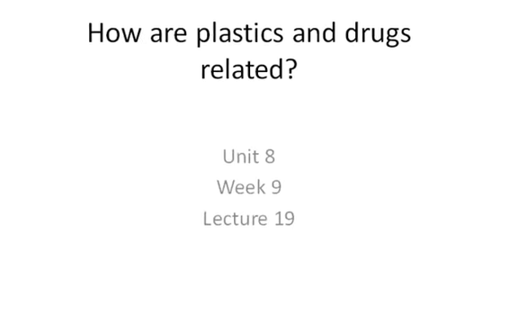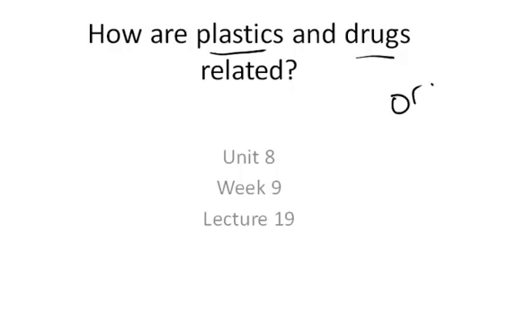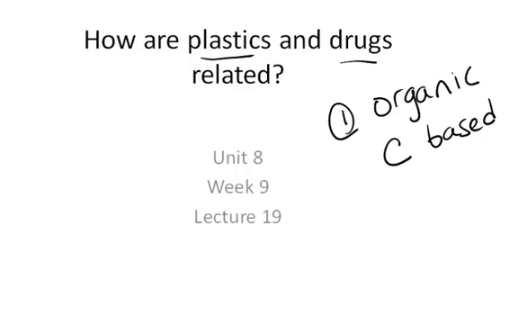In this particular lecture, we're going to talk about how plastics and drugs are related and whether or not they are actually indeed related. As it turns out, one way in which they are related is that both plastics and drugs are considered organic compounds. When we say organic compounds, we mean carbon-based compounds. The other way that plastics and drugs are related is that both plastics and drugs can be engineered.